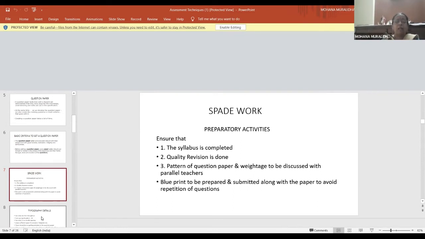So the spade work that we do as a preparatory activity before setting a paper is very, very essential so that our paper is not substandard and is a standard paper. Okay. So complete the syllabus, do enough revision, the pattern of paper and weightage should be discussed with the parallel teachers, and a blueprint is to be prepared and submitted along with the papers to avoid repetition of questions. There should be no repetition.